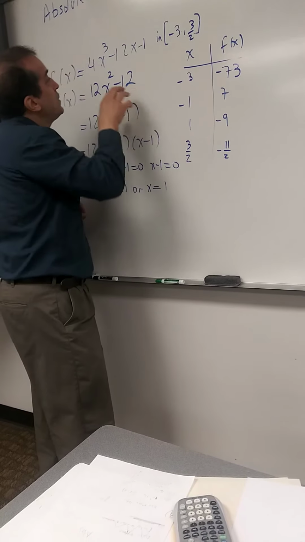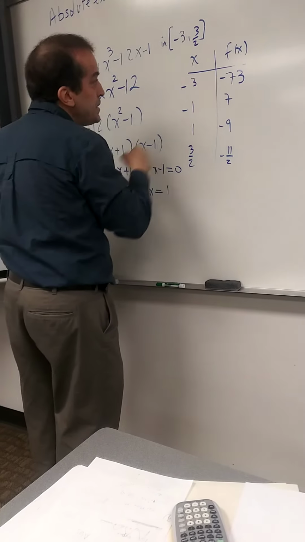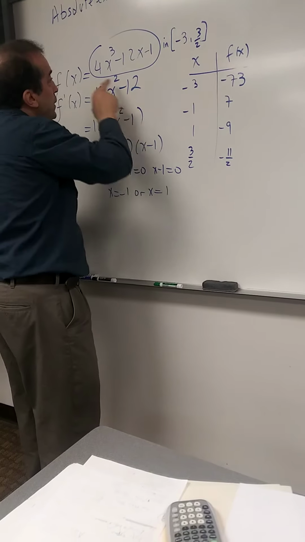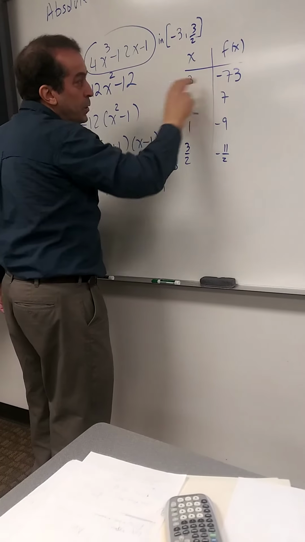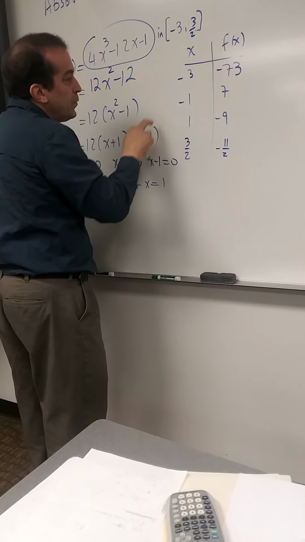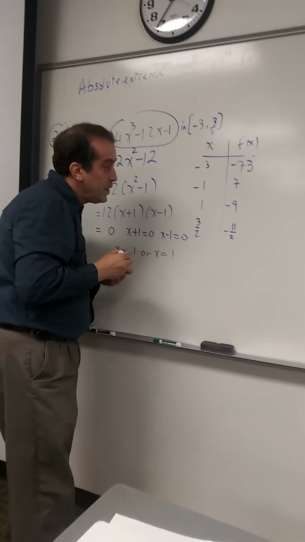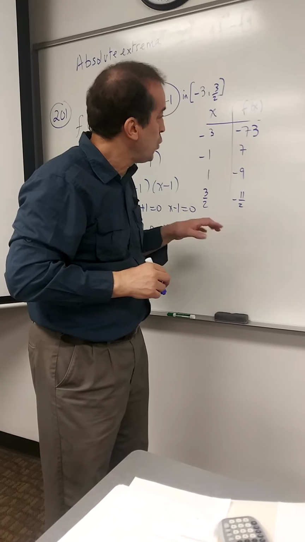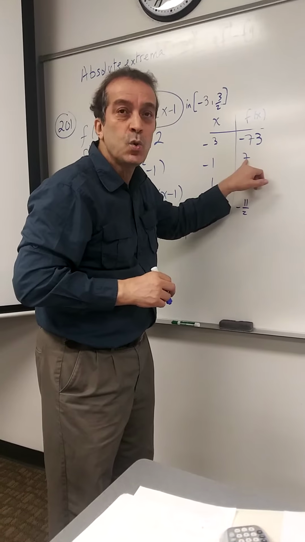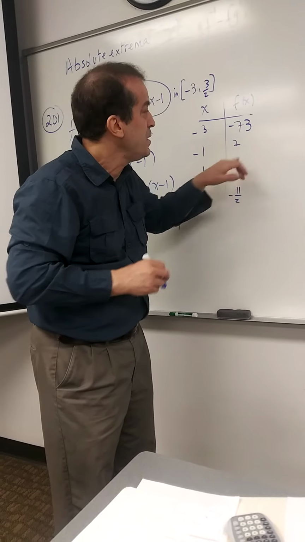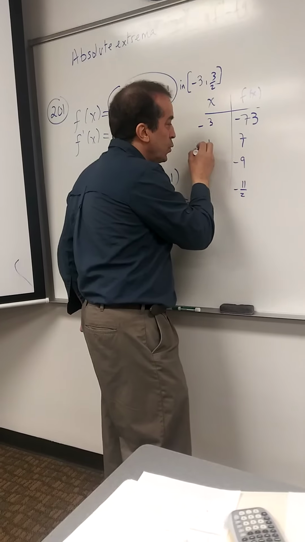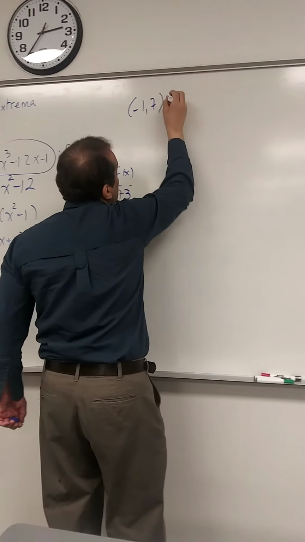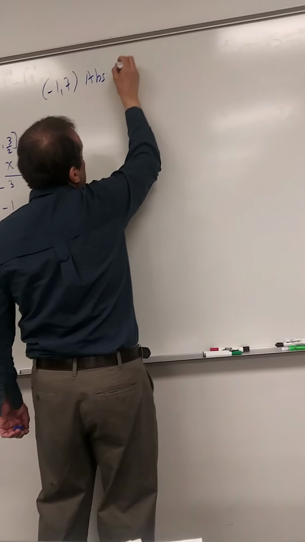I've already calculated f of x. You plug in these numbers in this function here. So you plug in negative 3 here, calculate this, and I got minus 73. You plug in negative 1, 1, and 3 halves. Look at these results. Which one is the highest? The highest one is 7. So the absolute maximum is 7, and it occurs at x equals minus 1. So minus 1, 7 is the absolute max.